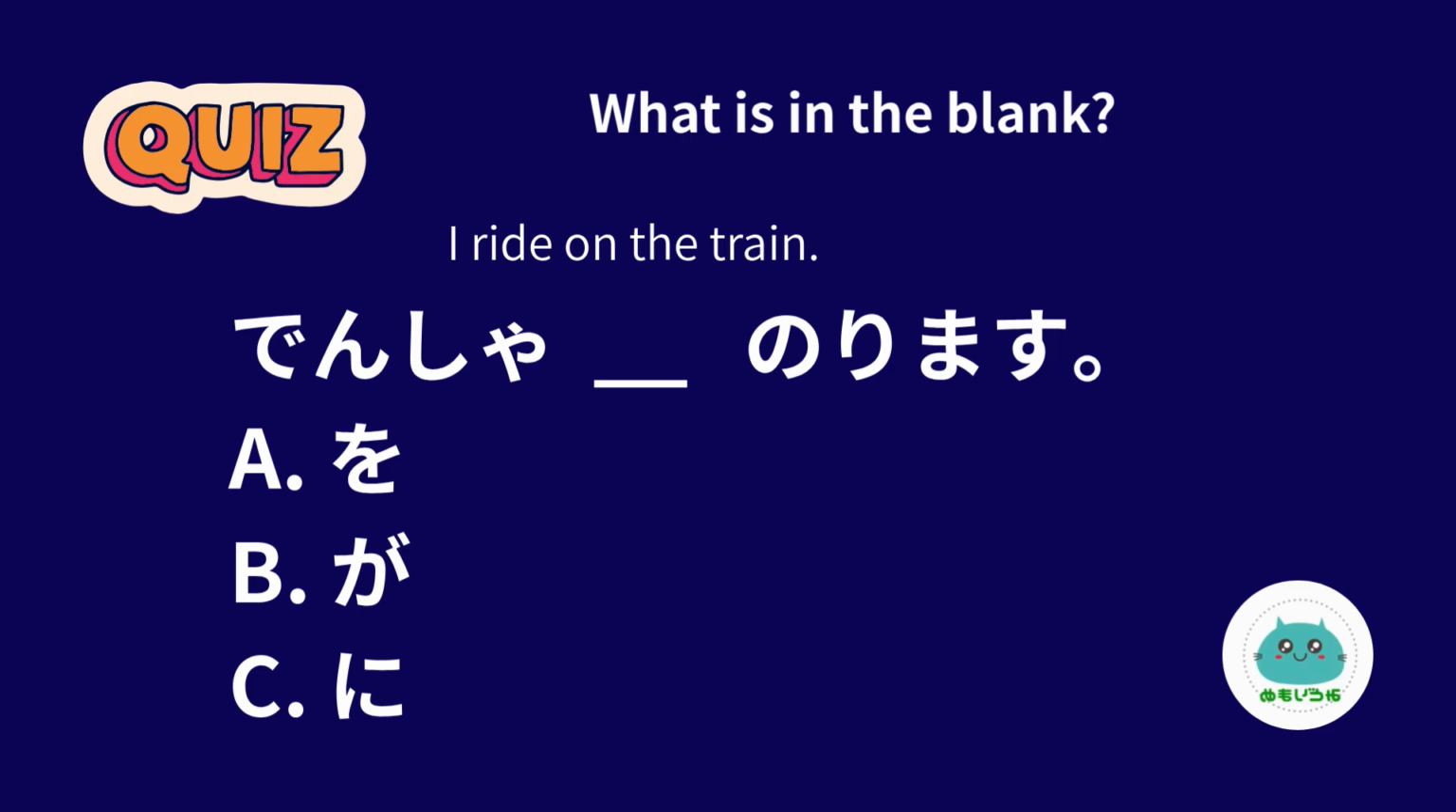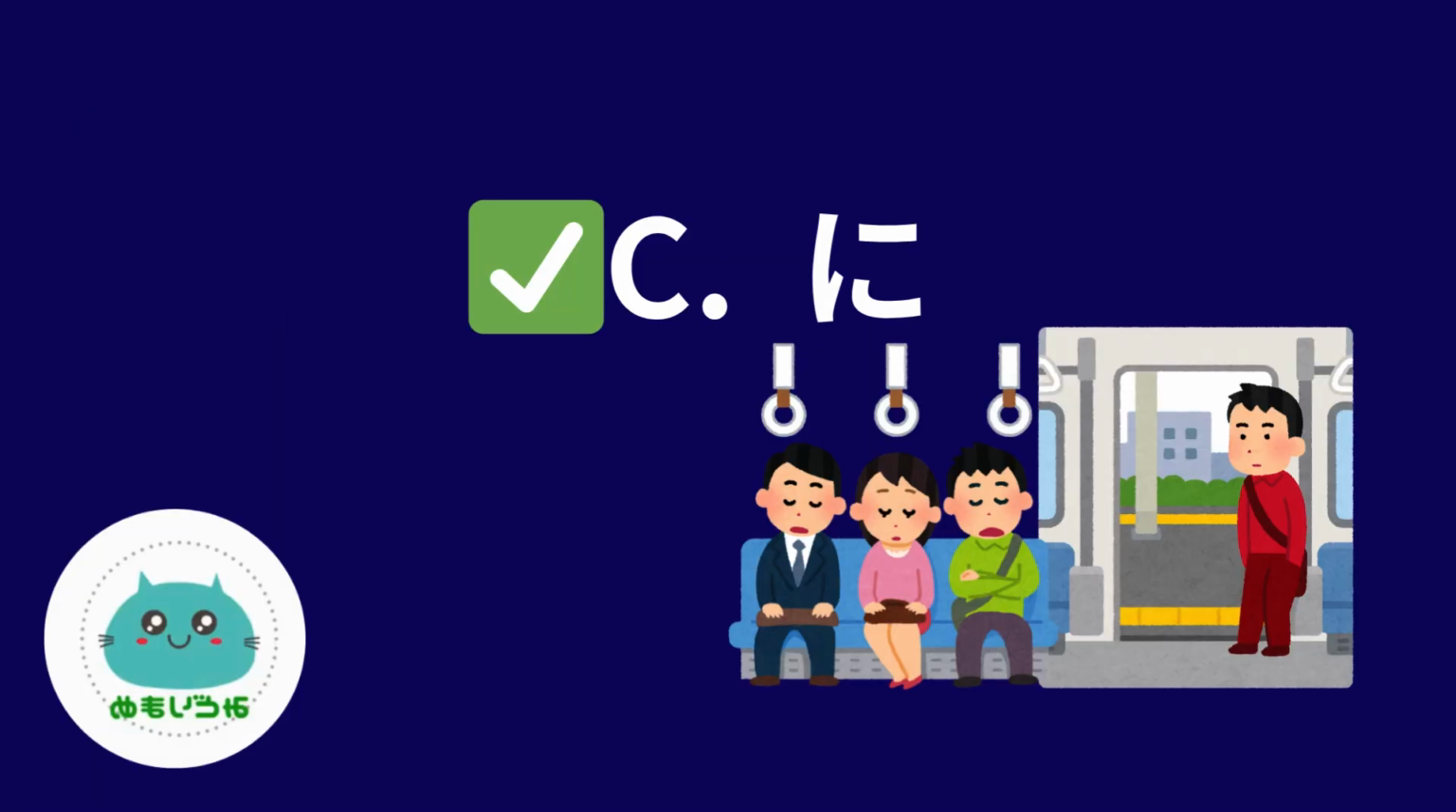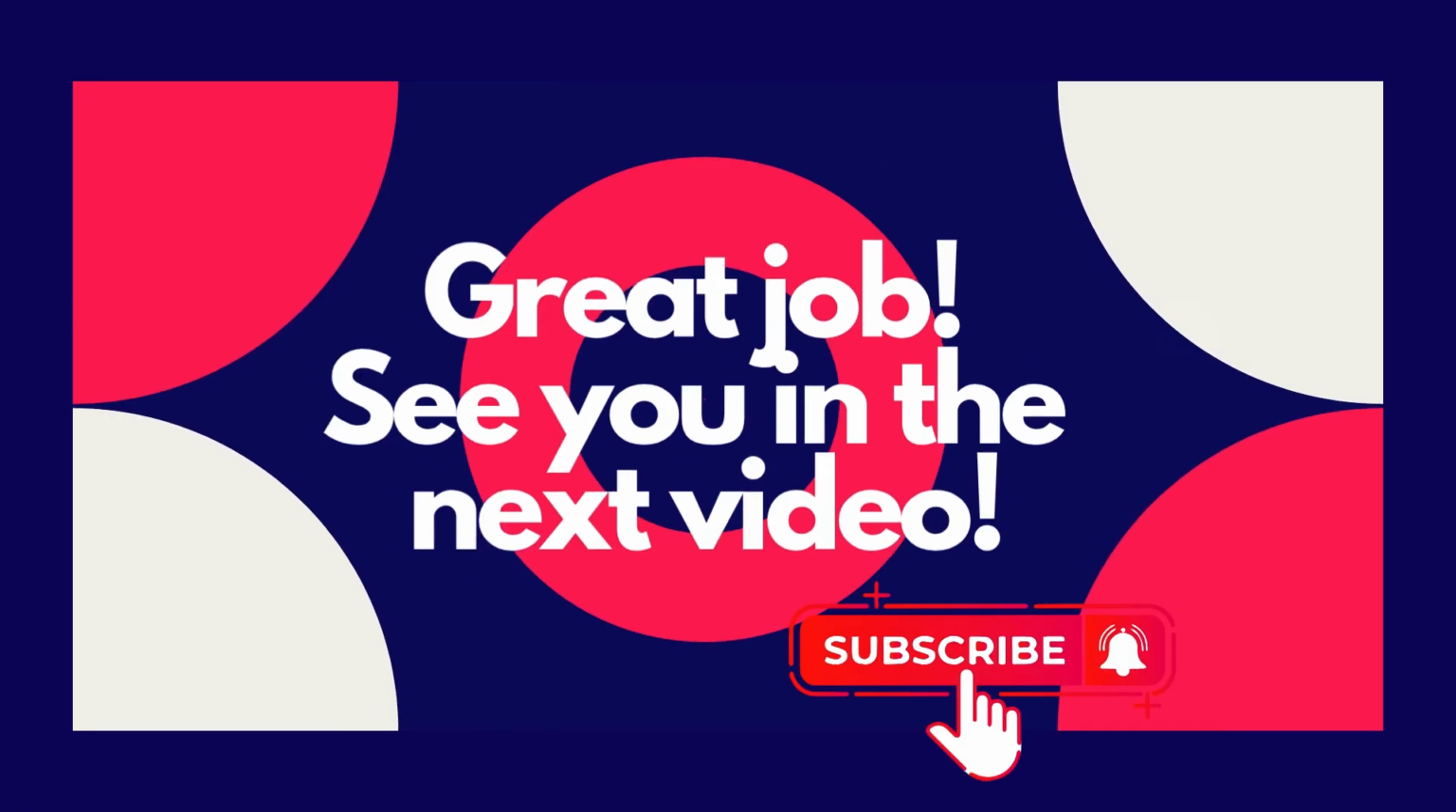All right, quiz time. What is in the blank? 電車乗ります. A お, B が, C に. The answer is C. に電車に乗ります.